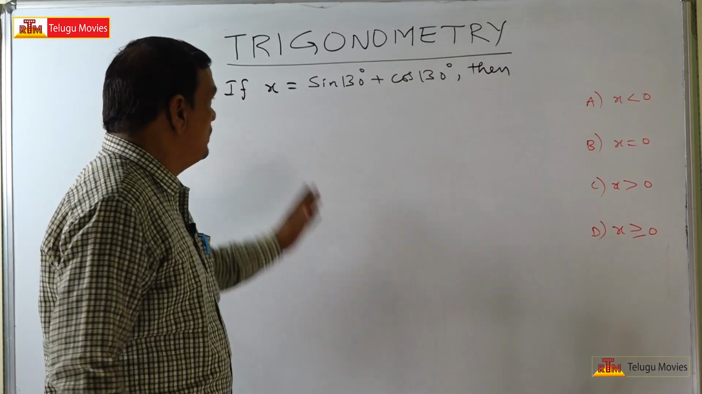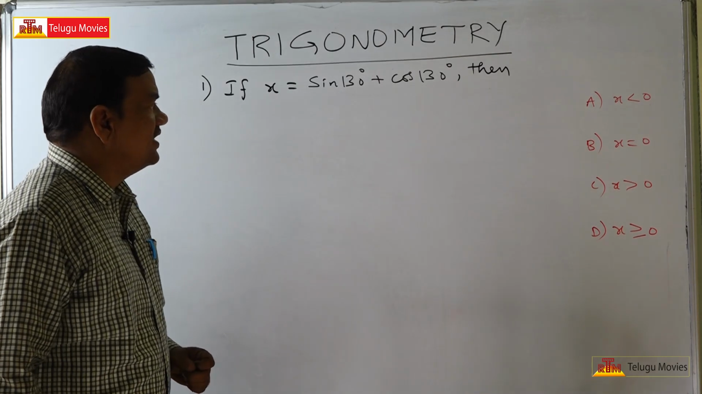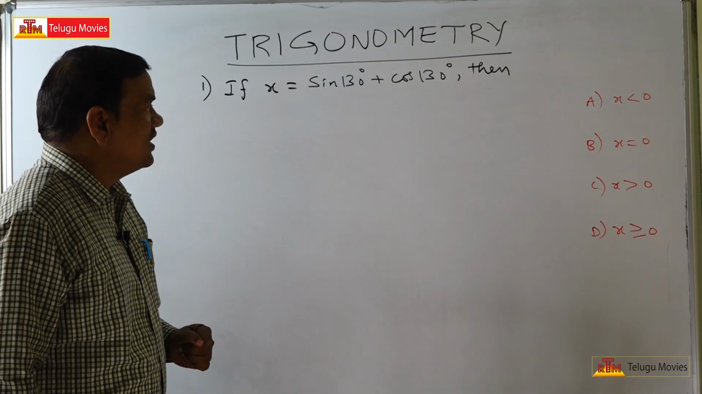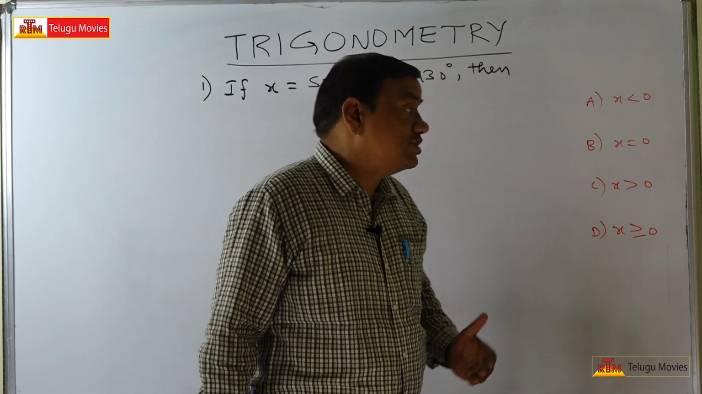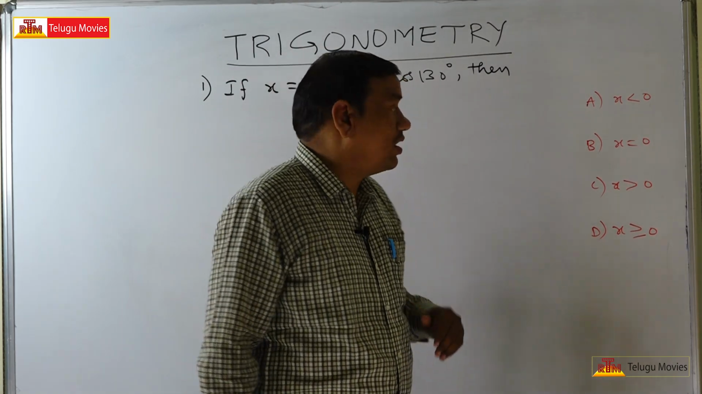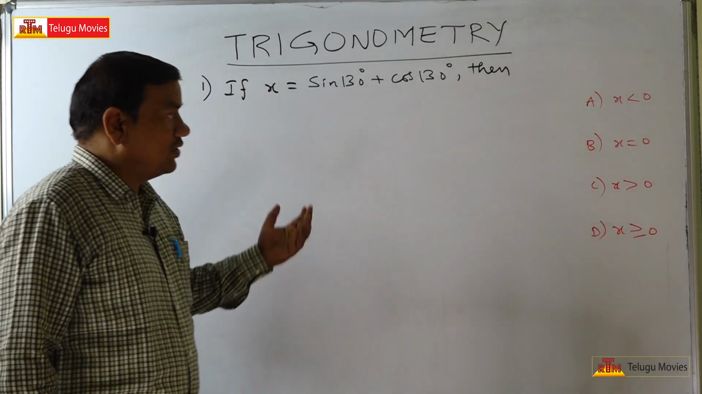Coming to the first problem: if x is equal to sine 130 degrees plus cos 130 degrees, then what are the options here? x less than 0, x equal to 0, x greater than 0, x greater than or equal to 0. Let us see that.